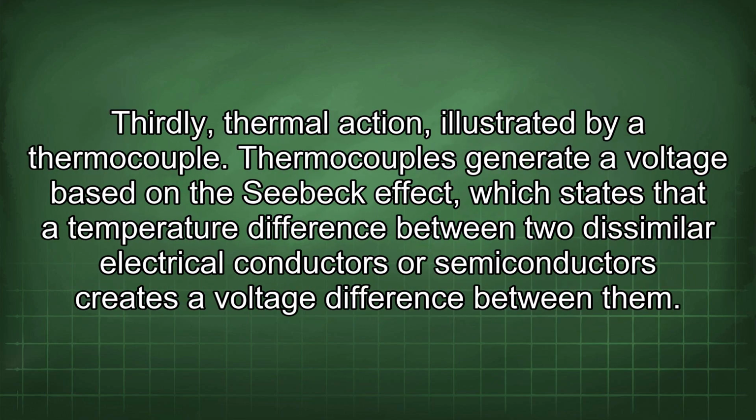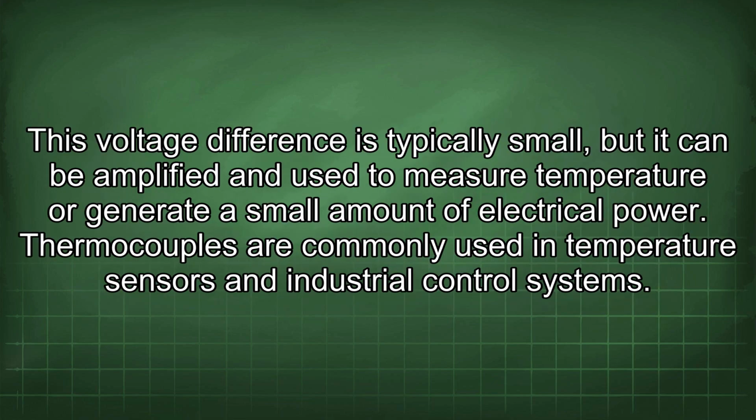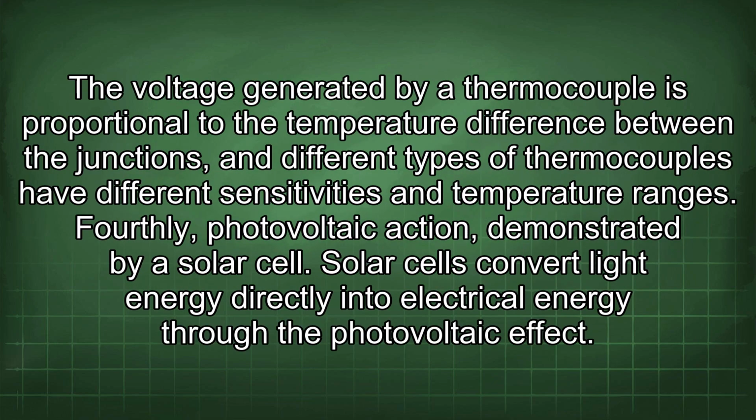Thirdly, thermal action, illustrated by a thermocouple. Thermocouples generate a voltage based on the Seebeck effect, which states that a temperature difference between two dissimilar electrical conductors or semiconductors creates a voltage difference between them. This voltage difference is typically small, but it can be amplified and used to measure temperature or generate a small amount of electrical power. Thermocouples are commonly used in temperature sensors and industrial control systems. The voltage generated by a thermocouple is proportional to the temperature difference between the junctions, and different types of thermocouples have different sensitivities and temperature ranges.